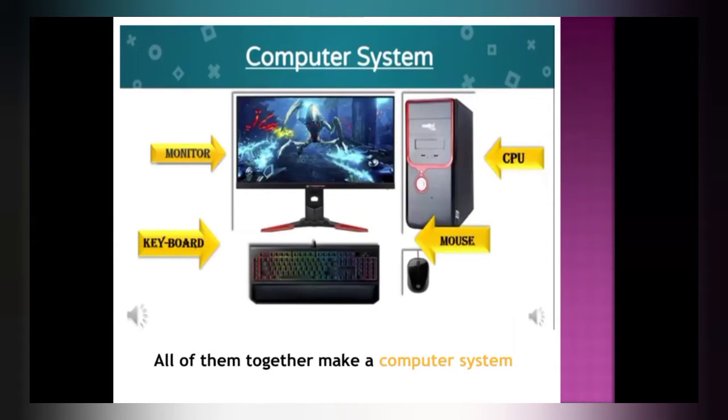So this is the picture of a computer system. As you know, a computer has four main parts: monitor, CPU, keyboard and mouse. When we combine all of them together, it makes a computer system. We use the monitor to watch movies and cartoons. We use the keyboard for typing. We use the mouse to select an object, and the CPU controls all other parts of a computer because the CPU is the brain of a computer.